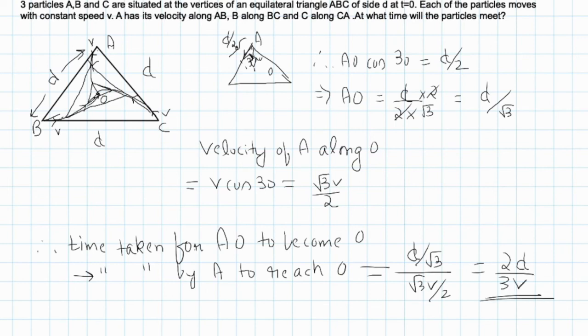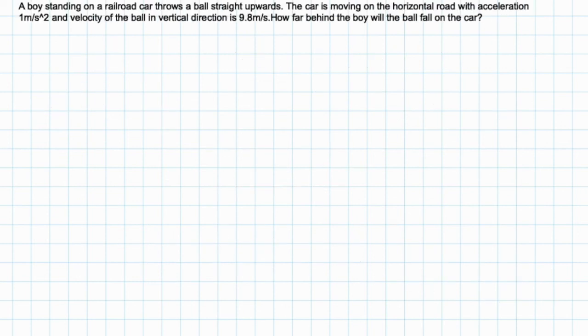Let's move on to the next question. So the next question is from motion in 2 dimensions. If you do not know what I am talking about, then click the I button here and go to the video. Now the question says a boy standing on a railroad car throws a ball straight upwards. The car is moving on a horizontal road with acceleration 1 meter per second squared. Therefore, we can say that ax is given as 1 meter per second squared. Velocity of ball in vertical direction is 9.8 meters per second.